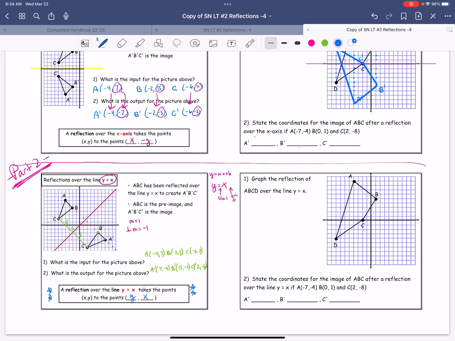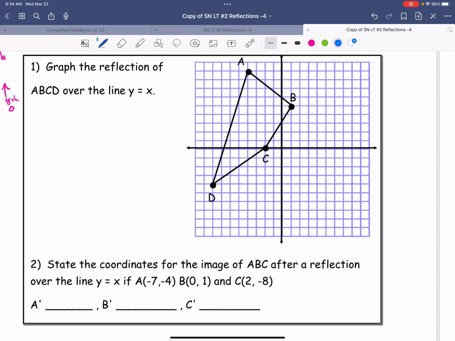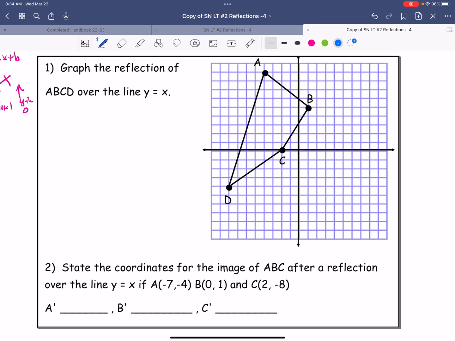So let's try that over here. We're going to graph the reflection over the line y equals x for this shape. Again, number 2 is a separate situation, so let's look up here. Let's use a ruler for this. Don't freehand this. Let's get that line of reflection drawn. There we go. Now let's reflect each point. So you've got your line of reflection. Watch me work on point D, and then maybe you can do the rest.